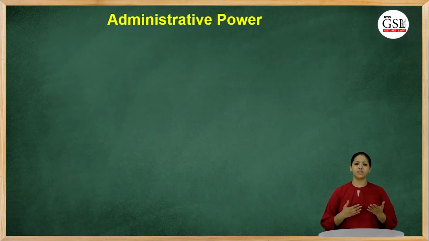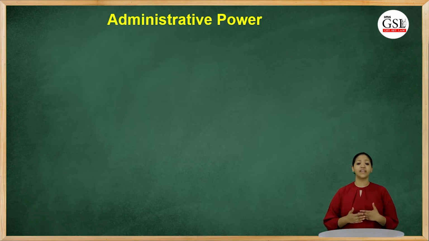The administrative power of the President includes the fact that he is the formal head of all administration and that all executive action is taken in the name of the President only. He has no functional control over the various administrative departments. Those are controlled by the respective ministers.